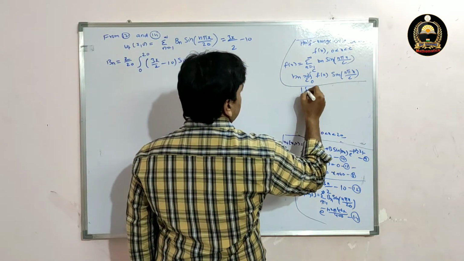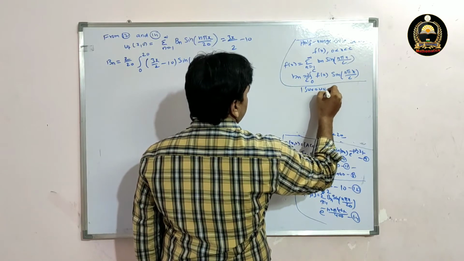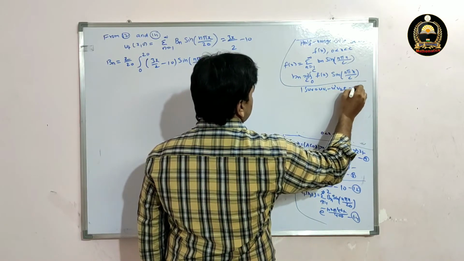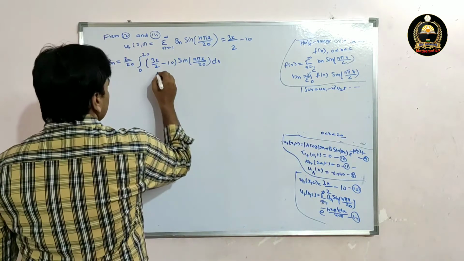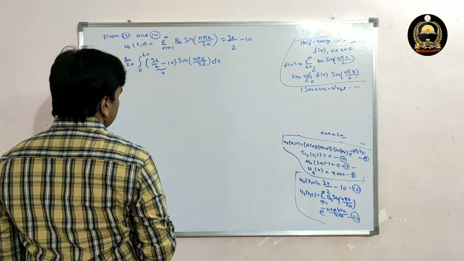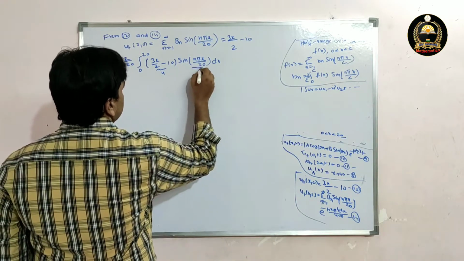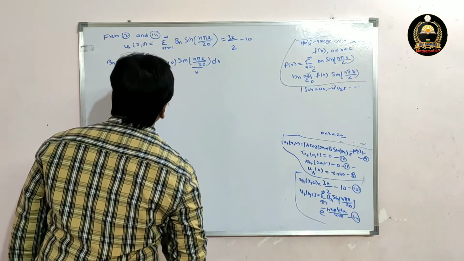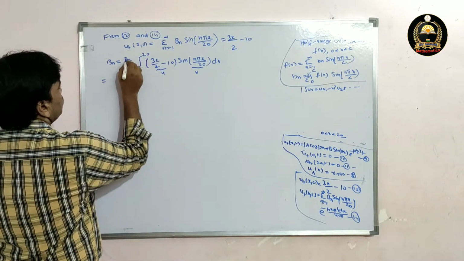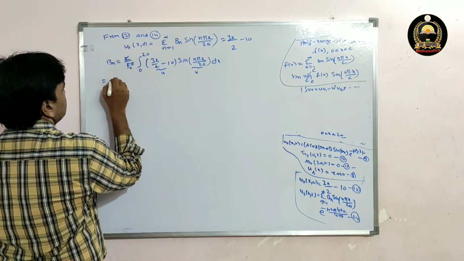Now apply integration by parts, students: u v1 minus u dash v2 plus and so on. What is u here? u is 3x by 2 minus 10. What is v? v is sin n pi x by 20. So that is equal to 1 by 10 times the integral from 0 to 20.